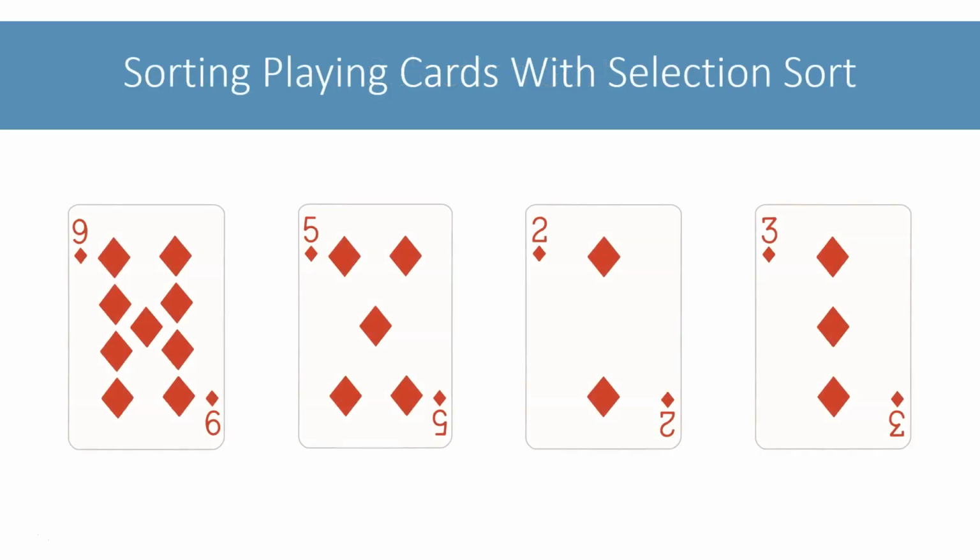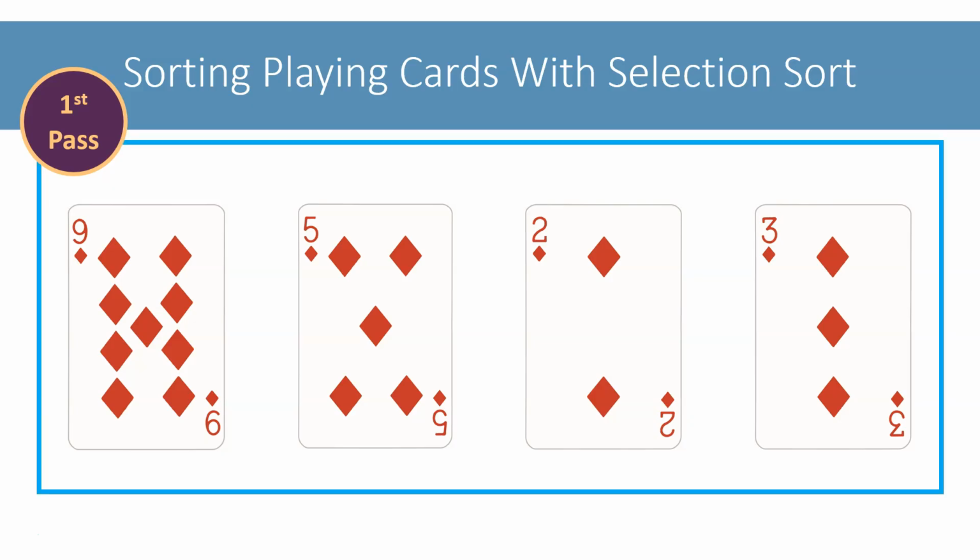In this lesson, we will learn about selection sort. Let's take the same cards we used for bubble sort and try sorting them using the selection sort method. Like in bubble sort, here also we will make multiple passes through the cards to sort them. In the first pass, we will look at all the cards and find the smallest card.